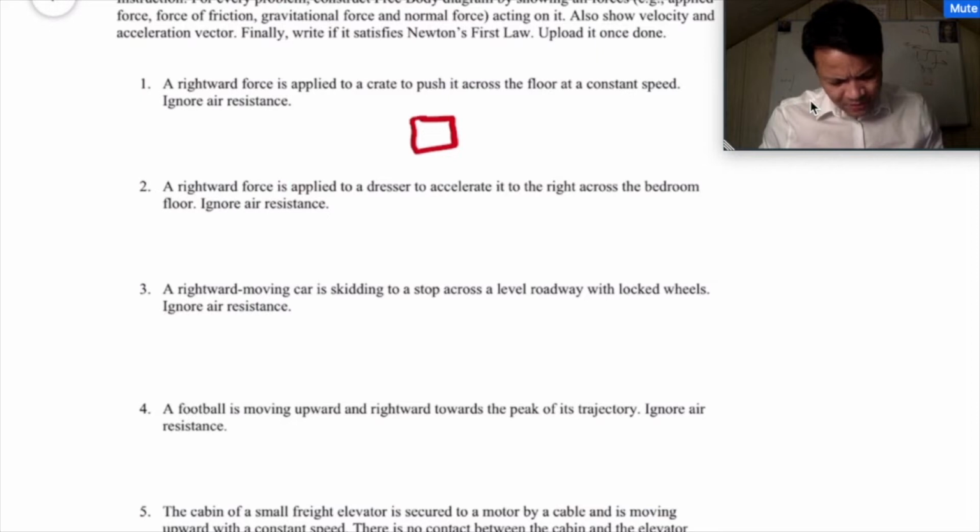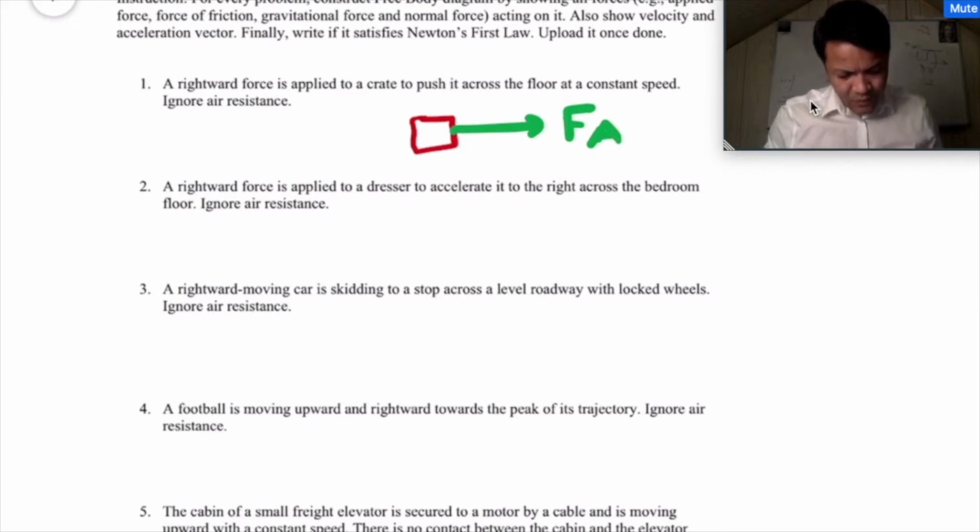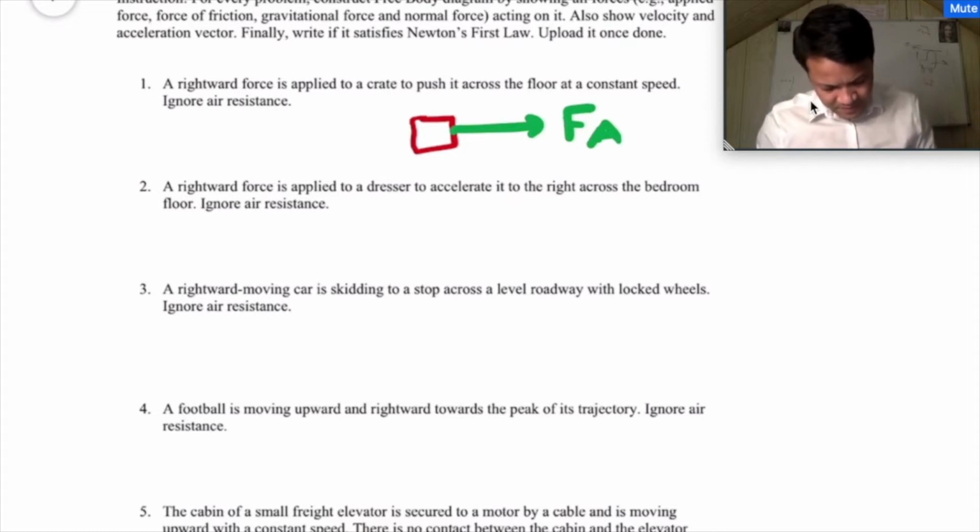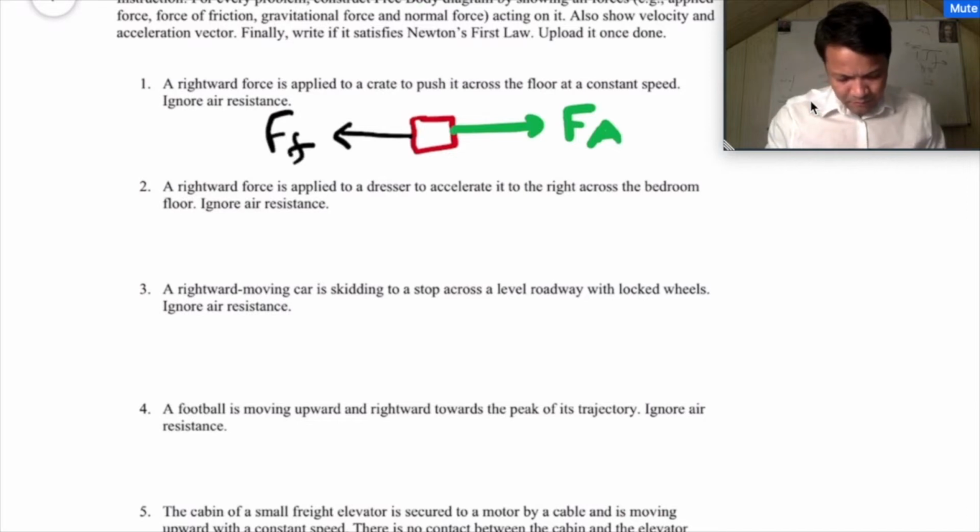To push it across the floor. Okay, so there is an applied force to push it across the floor, with a constant speed. Alright, so speed is constant means the acceleration is 0. That means that FA and FF balance out.